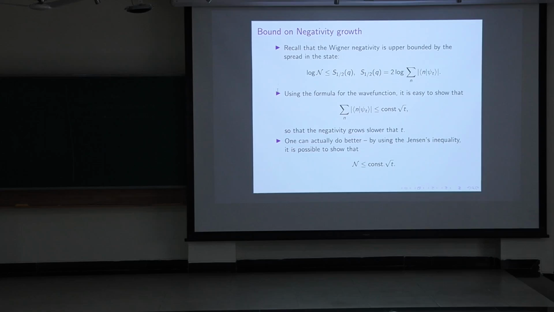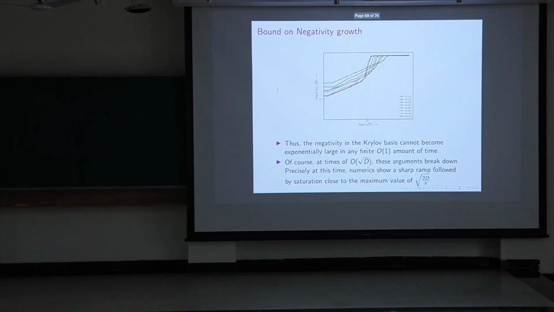So what that means is that the negativity cannot become exponentially large in an order 1 amount of time evolution, or indeed for any finite amount of time evolution. For it to become exponentially large, you have to wait for an exponentially large amount of time. And that's what we see in the numerics. Numerically, the power that we see here is about 0.42, which famously is less than half. Okay, less than half. Yes.